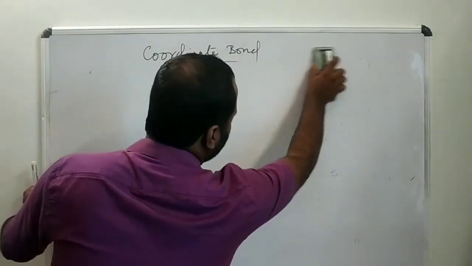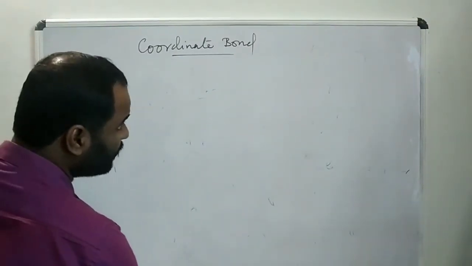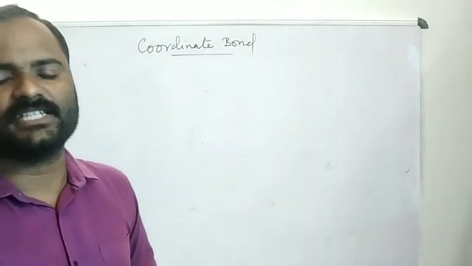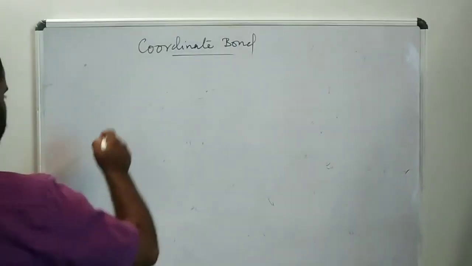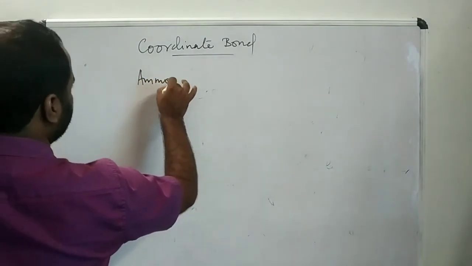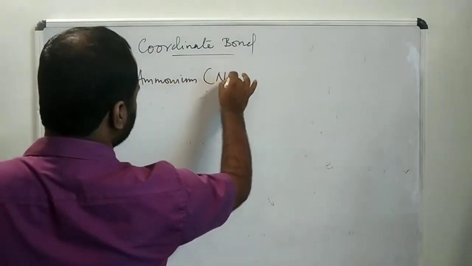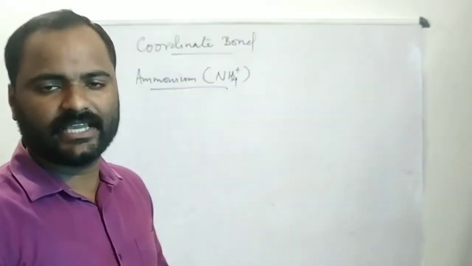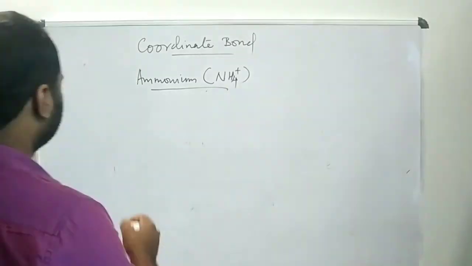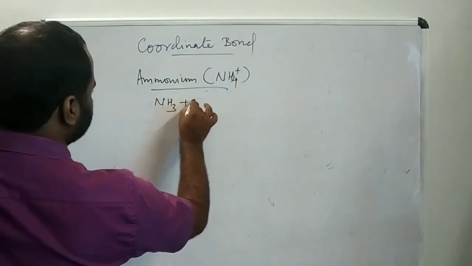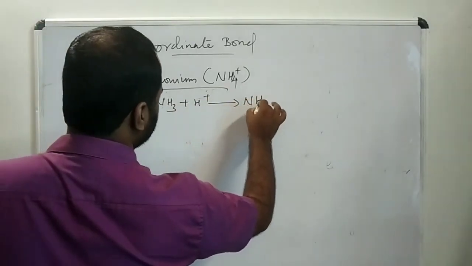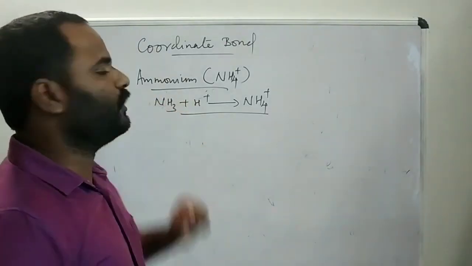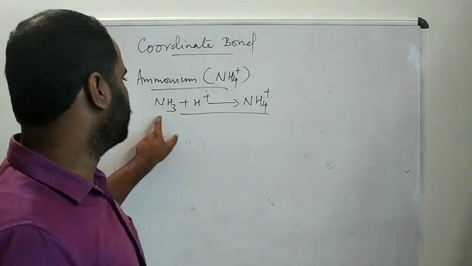Here, when this bond is formed, one atom has already completed its octet and another atom is electron deficient. So we can see the example of the formation of ammonium, NH4 plus. NH3 combines with H plus and you get the ammonium ion. So this bond can be formed between a molecule and an ion.